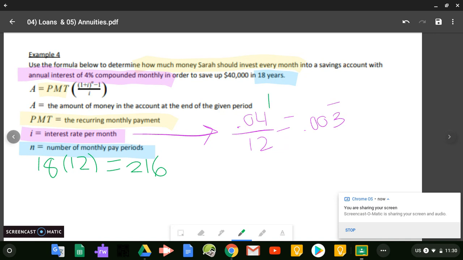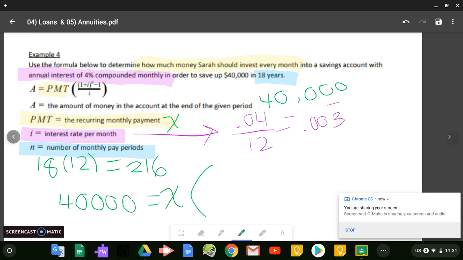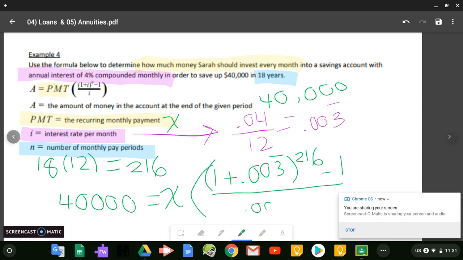And then the other thing we know is we wanted to save $40,000. So we're going to set this whole thing up. Our A is 40,000. That's the amount we're going to reach. We're solving for PMT, so I'm going to make that my X. Then I'm going to do 1 plus 0.003 repeated. You could keep this as a repeating decimal, or you could make it a fraction. Then 216 minus 1 over 0.003 repeated.